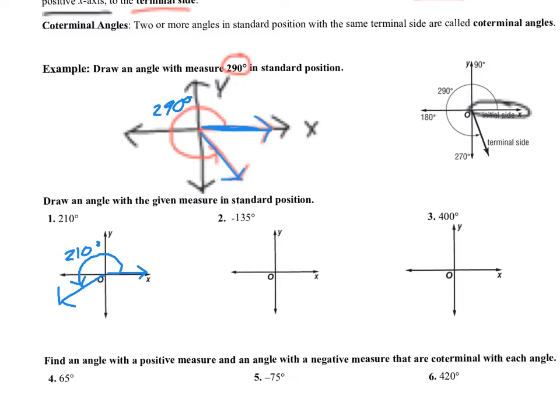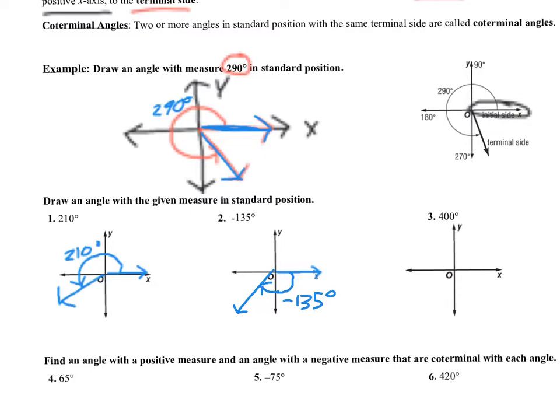Okay, number 2 is negative. So we still start with the positive x-axis. That's our initial side. And because it's negative, we go clockwise. So this is negative 90. I need to go 45 more, so halfway. And that's negative 135 degrees, and I need the arrow on the spiral so we know which way we went.